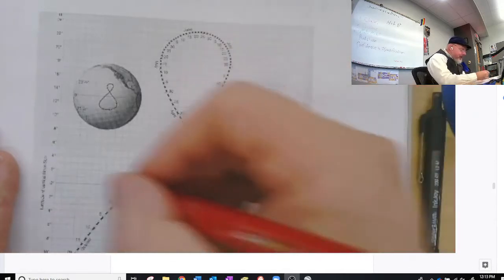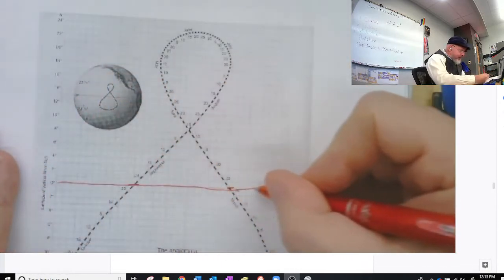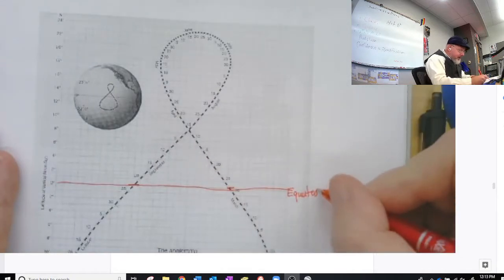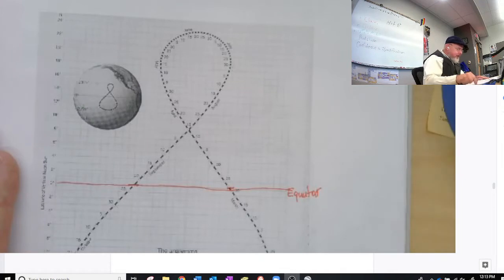Okay? So that's where the equator is. This line right here represents the equator. First day of spring, the first day of fall. Okay? The first day of winter, well, that's when the sun is at 23. So this is 22 degrees and this is 24. That means 23 is going to be about right here. 23.5 is going to be about right there.